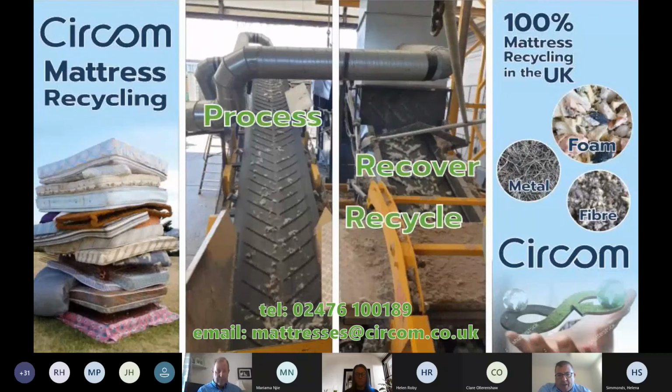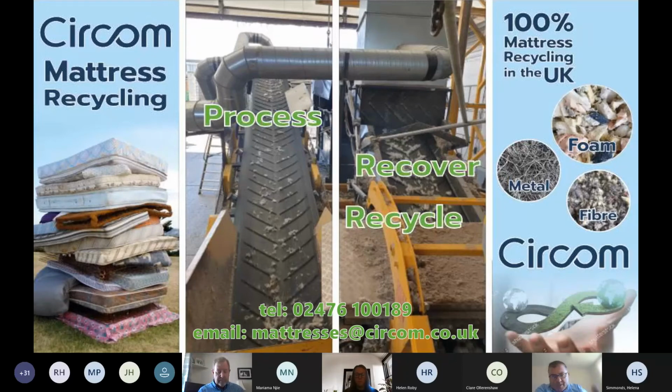Our next level of development is to process the textile fibre some more, because at the moment foam is recycled, metal is recycled, but that shredded mixed textile fibre, which is contaminated, is currently turned into fuel pellets. So very small, like biomass fuel pellets. So it's a complete zero waste to landfill solution for end-of-life mattresses.